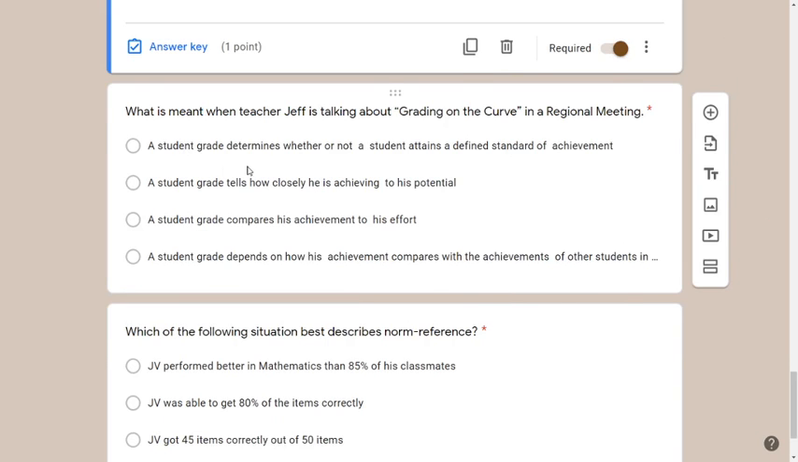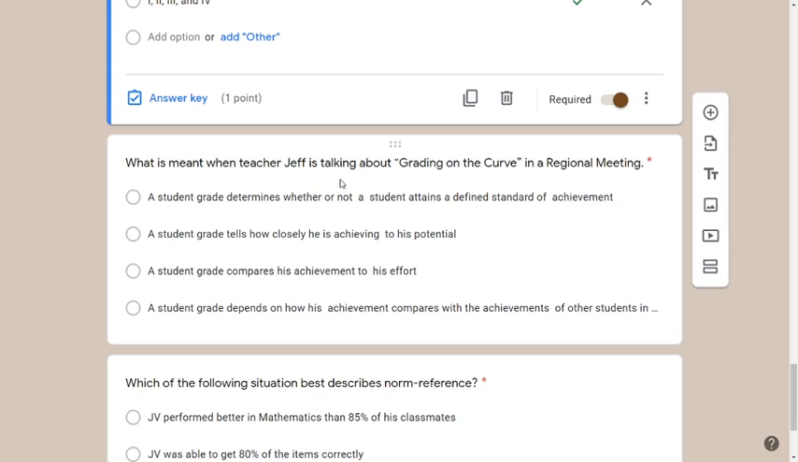What is meant when Teacher Jeff is talking about grading on the curve in a regional meeting? Okay, so by the way, grading on the curve, most teachers actually use this to adjust, to basically call it, if in our own term, binabaan ang grado. Tama. If you probably have done that in the past.